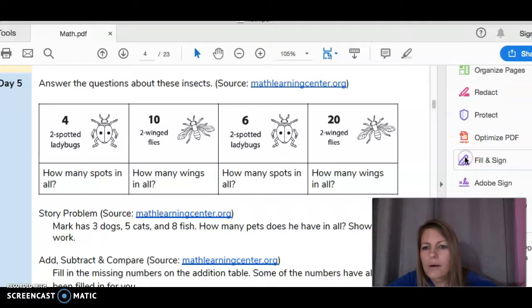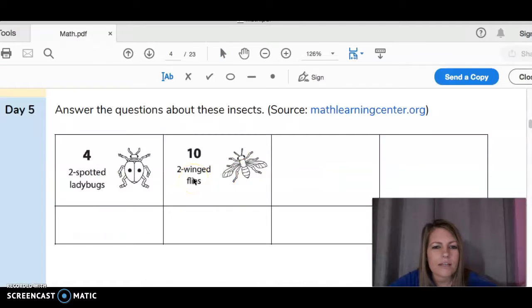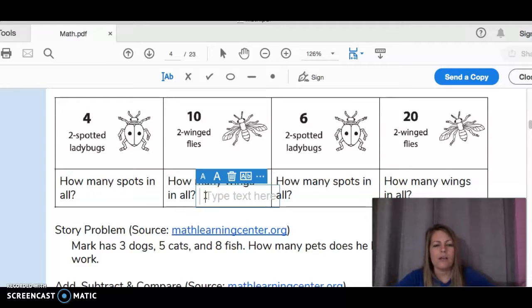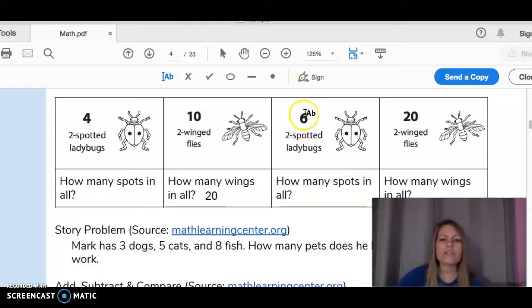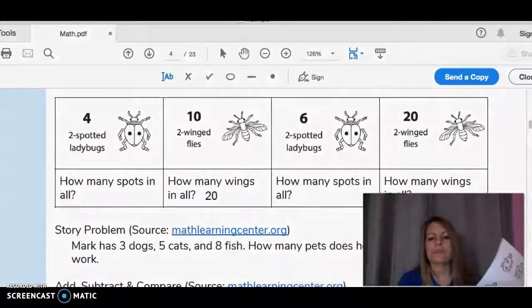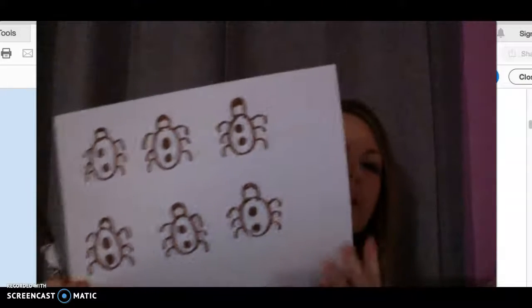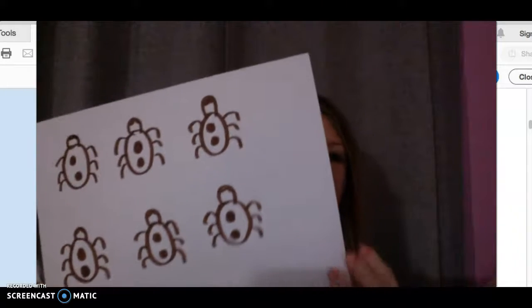And it is not cooperating with me. Just a second. Okay, so I had 20 wings in all. Now we need to look at 6 two-spotted ladybugs. Well, you're in luck because I went ahead to make it easier for us and drew 6 two-spotted ladybugs.